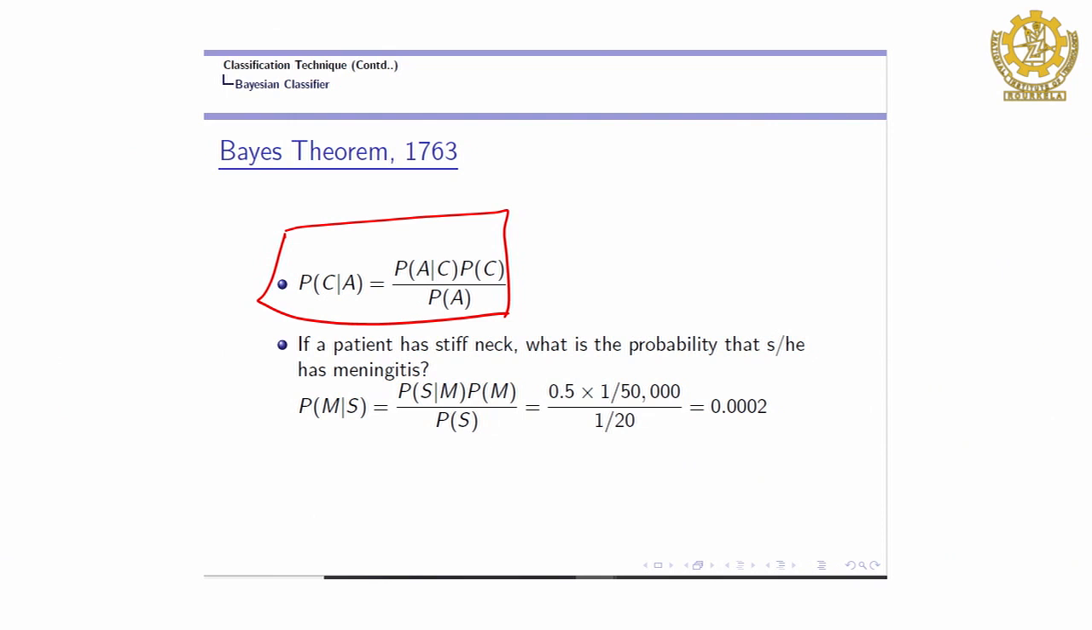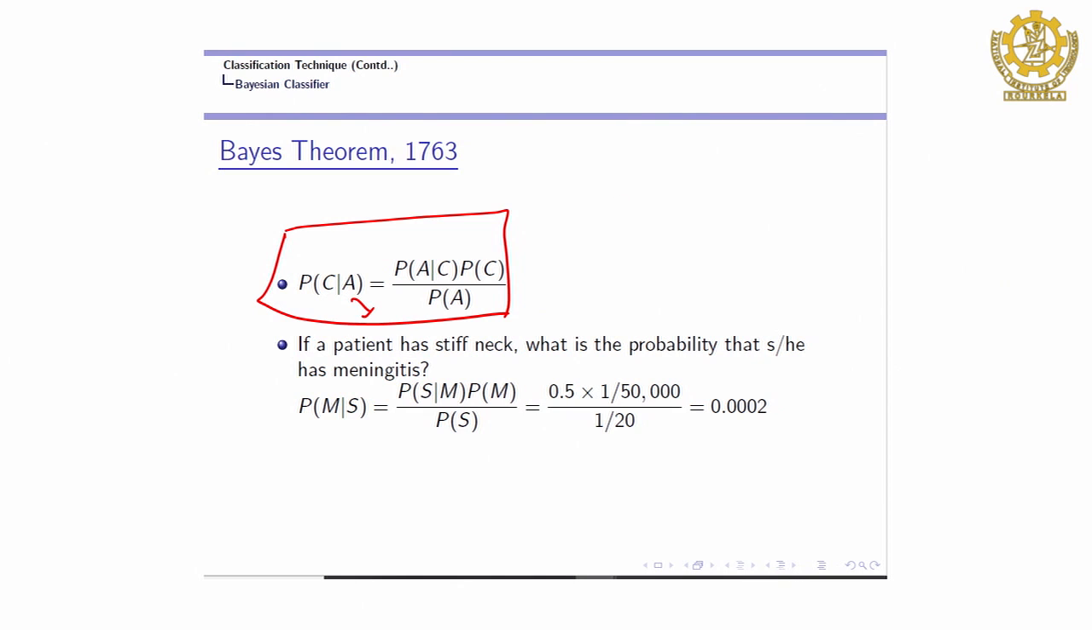What is the probability of a value of random variable C can take when you know that A has a certain value? This can be written as probability of A given C into probability of C divided by probability of A. Now, you move back to the earlier example.